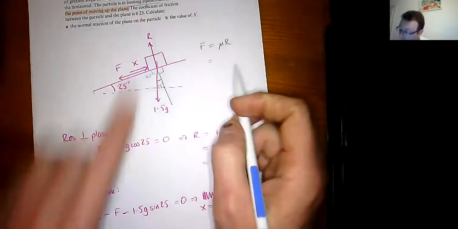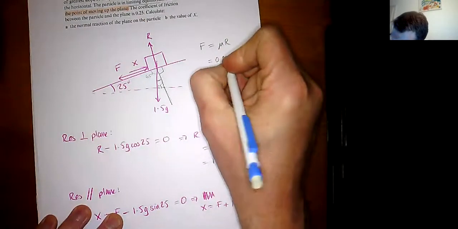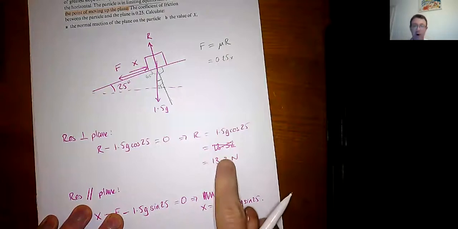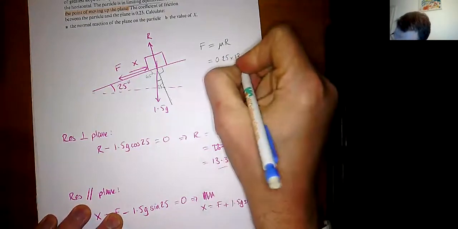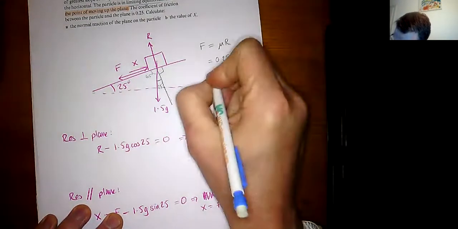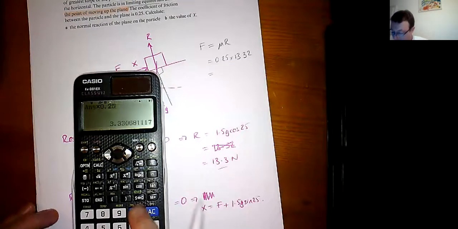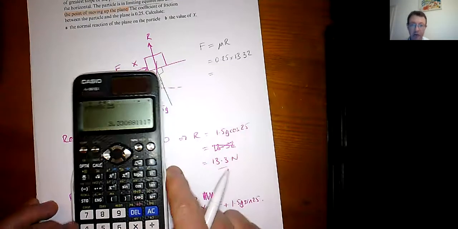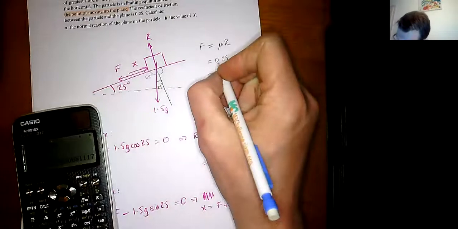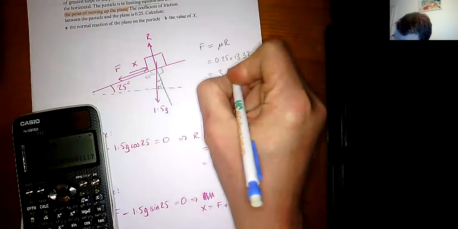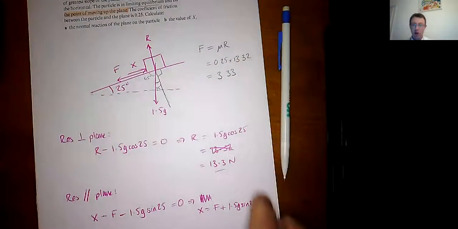So F equals, what's mu? 0.25. So 0.25 times what I got for R before, 13.3. So 0.25 times 13.3. Just times that by 0.25. 3.33 it reckons. So F equals 3.33. Okay. And then X, let me just throw that in then.